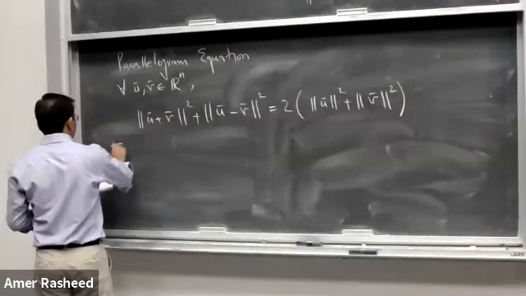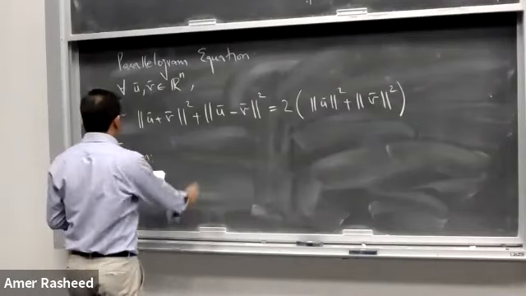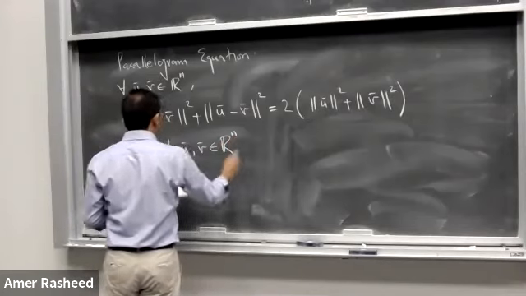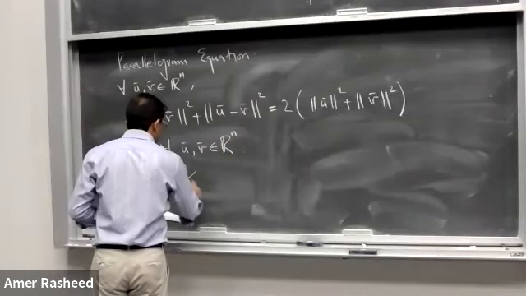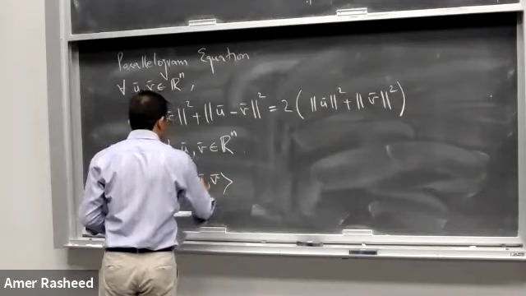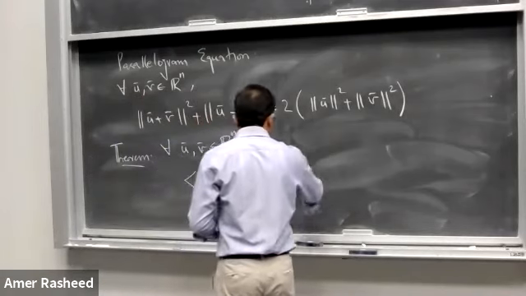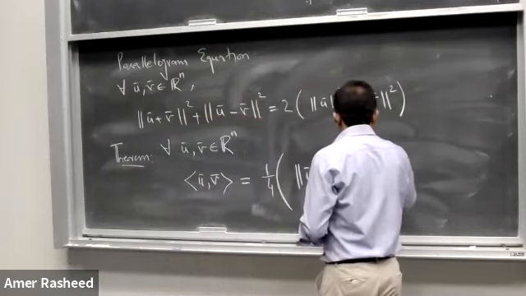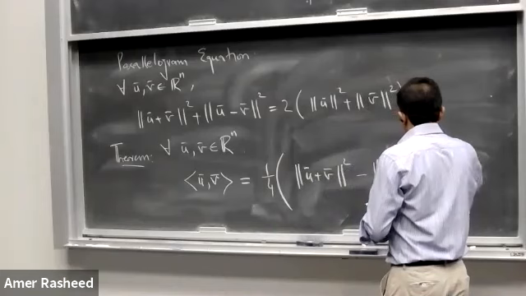Another property, you can say that is a theorem. It doesn't have any name, but for all u, v belongs to Rn, we need to prove that the inner product of u and v is 1/4 times norm of u plus v whole square minus norm of u minus v whole square.